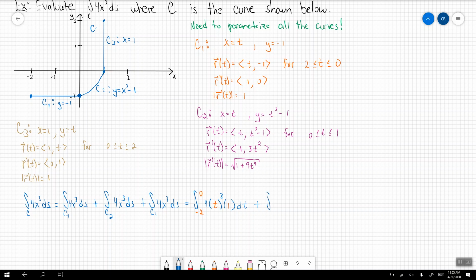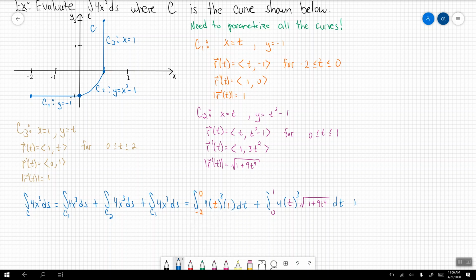Let's go for the integral on curve 2. That's going to go from t equals 0 to t equals 1. And that's going to be 4 times the x component, which for curve 2 is just t. So that's t to the power of 3 multiplied by the square root of 1 plus 9t to the 4th, multiplied by dt, because again, that was the magnitude.